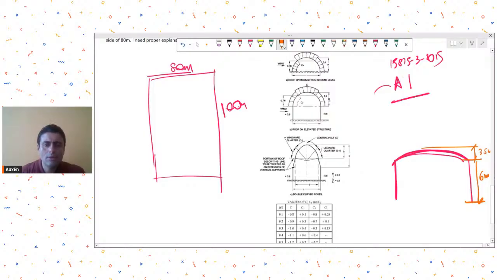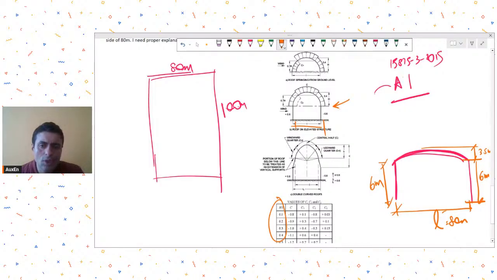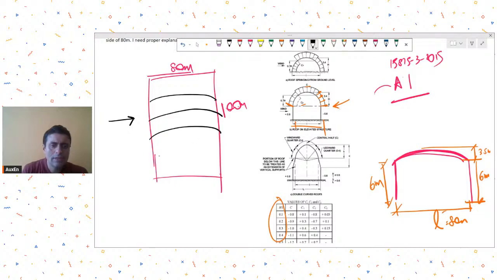So how will you work this out? Your example is this, then this is L. H is this 6, L is 80. First of all, you find out the H upon L ratio. As per your H upon L ratio, you can see that this is the C2 coefficient, this is the C coefficient, and this is a coefficient 0.4 acting away from the roof. Remember, this is for this direction of wind, assuming the curve is like this. Right now, we are talking about this direction of wind.